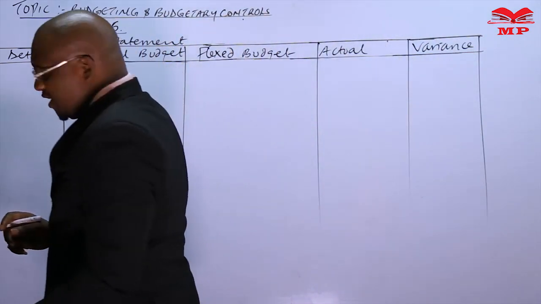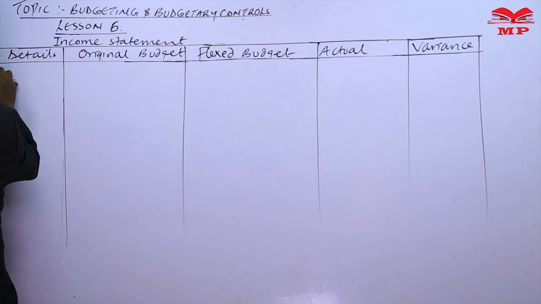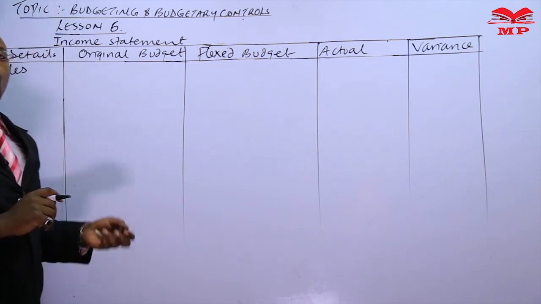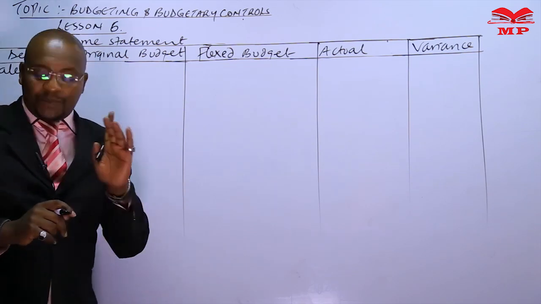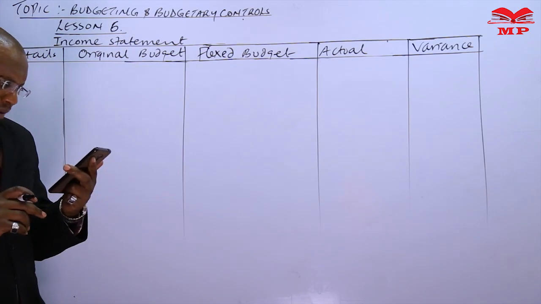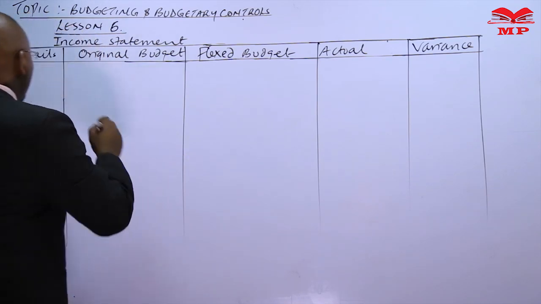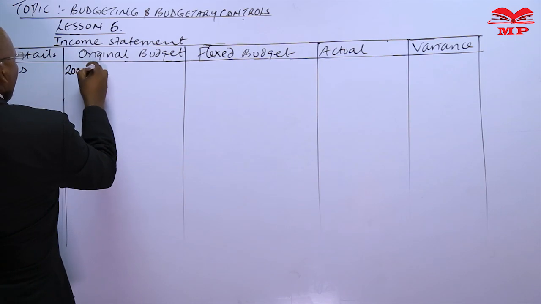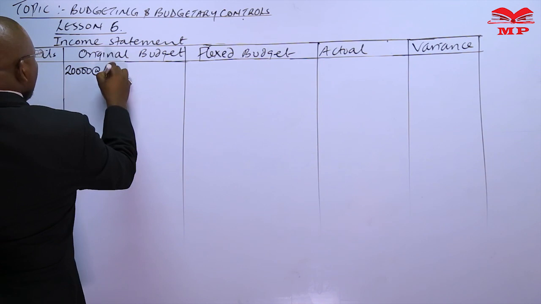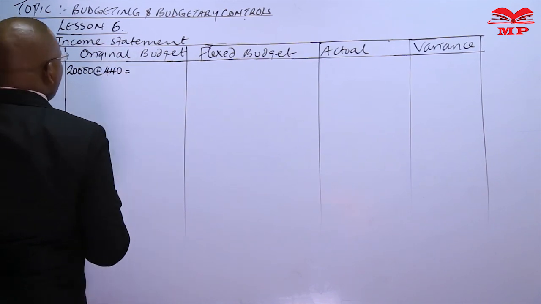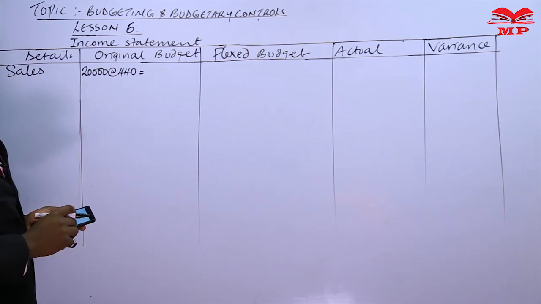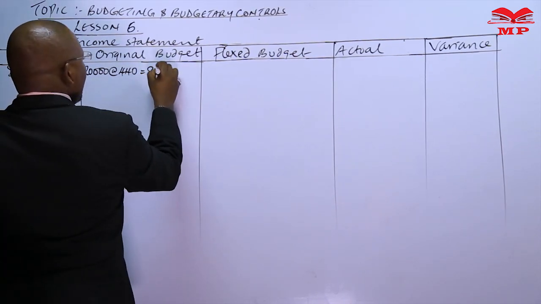We shall begin with the sales. The original budget is based on what we had planned at the beginning, which was 20,000, given in information number 3. 20,000 units, each at information number 4, 440. This is going to give us 8,800,000.